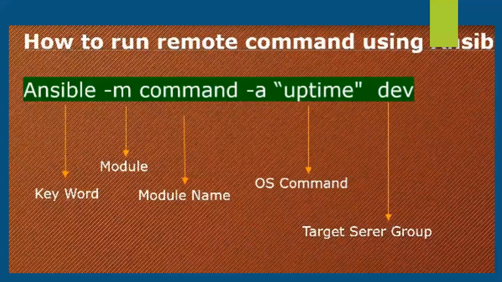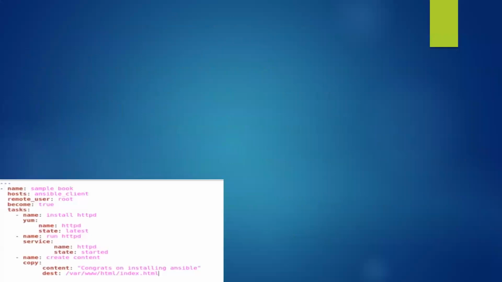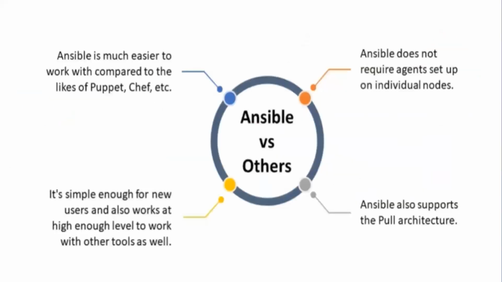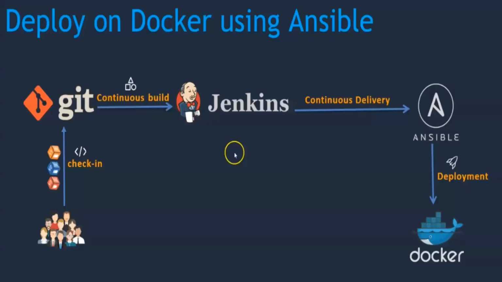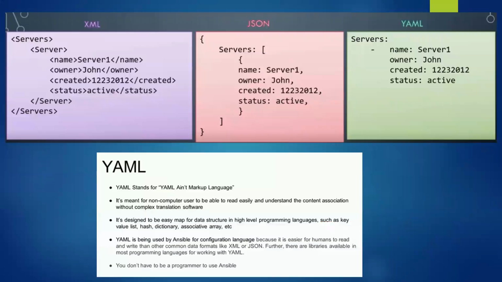So this is how you write an ad hoc command. Now we are going to write a playbook. So let me show you how to write a playbook. When we write a playbook, we will generally be writing it in YAML format. If you compare XML, JSON and YAML, you can see YAML is very simple. Heading, then subheading, and it's a key value pair. Okay. Whatever you want to write, you can simply write it in YAML format.